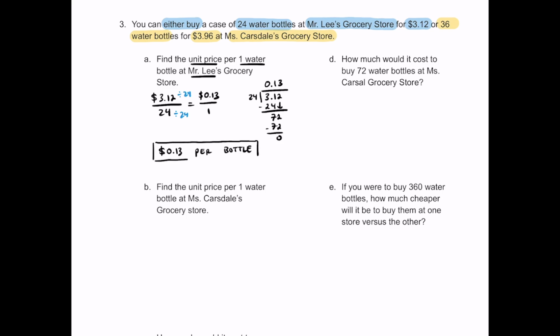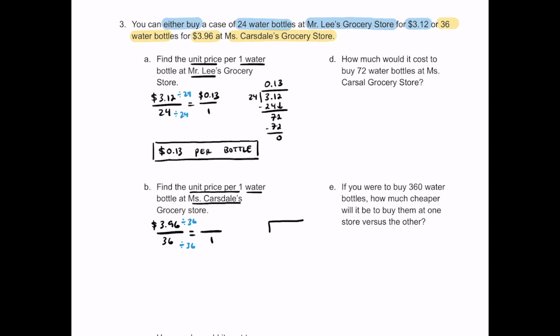Not too expensive, especially if you're buying a big case of it, then per one water bottle, it's only 13 cents. Okay. Looking at part B, we need to now find the unit price per one water bottle, but this time we're looking at Miss Carsdale's grocery store. So at Miss Carsdale's grocery store, we can see that it costs $3.96. That is for 36 water bottles. So it costs more, but you also get more bottles, right? And to find the unit price, we are going to try to get 1 on bottom. So we'll divide by 36 and divide by 36.